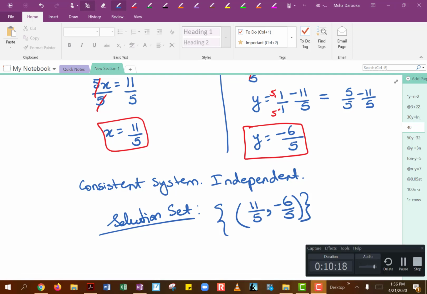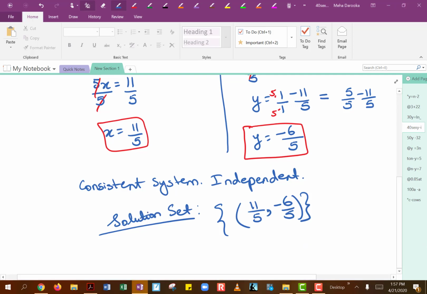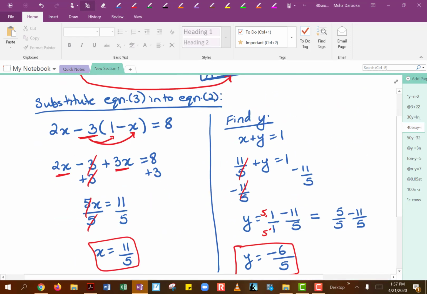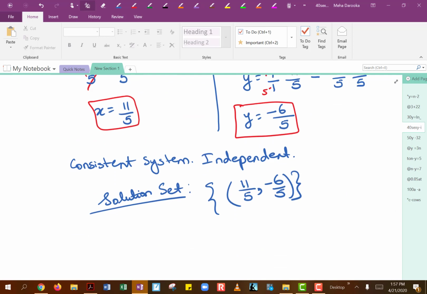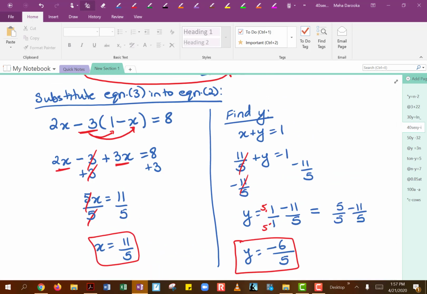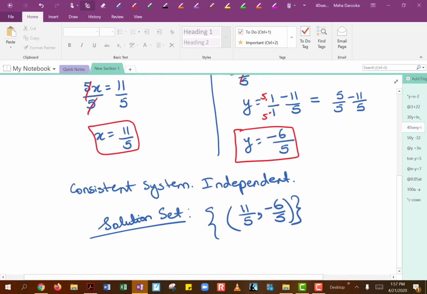Okay, so this is how we go about working through our substitution method. And you know, the moment you got an answer for x, you should have known that this is going to be a system where the two lines are intersecting. So we're going to have exactly one solution, and then of course we went ahead and found our y. And so we know when the two lines intersect, this is the point they're going to be intersecting at.